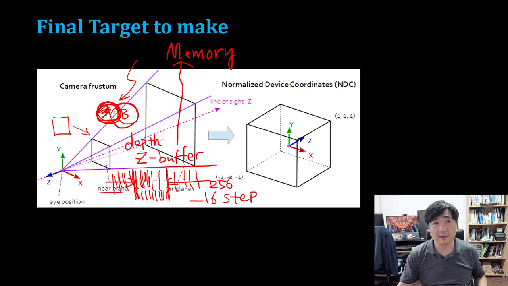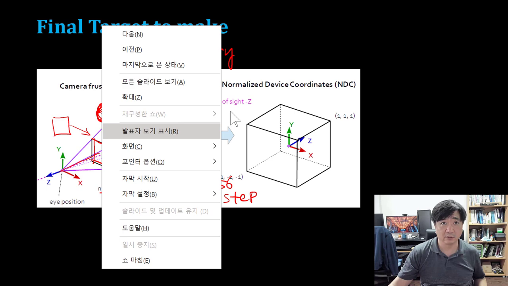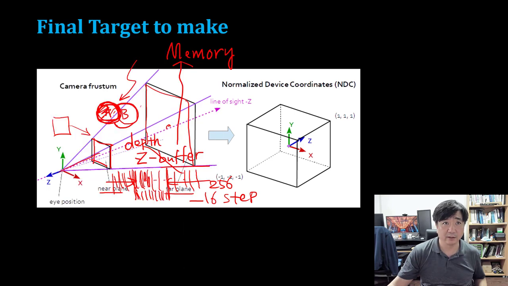So the near plane and far plane should be well defined, okay? Then we will define a near plane and a far plane, and the center line will pass through the center of these two planes. We have two planes, normally square. Then we can define some kind of geometric shape like this.